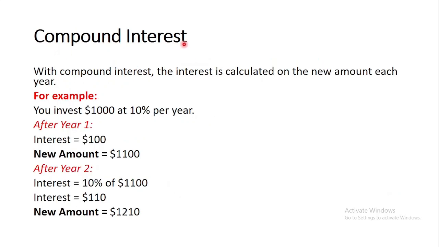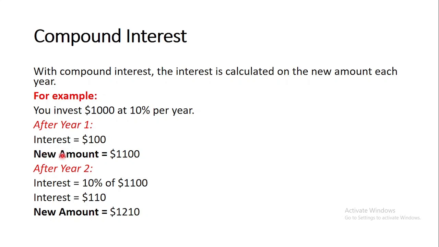Now with compound interest, that's where things start to change, because with compound interest, the interest is calculated on the new amount each year. So for example, if you invest $1,000 at 10%, the same rate as the example before with simple interest, after 1 year the interest will still be $100, because 10% of $1,000 is just $100.